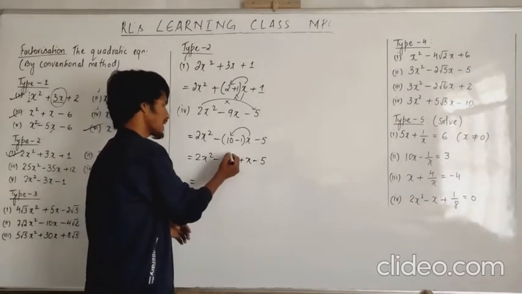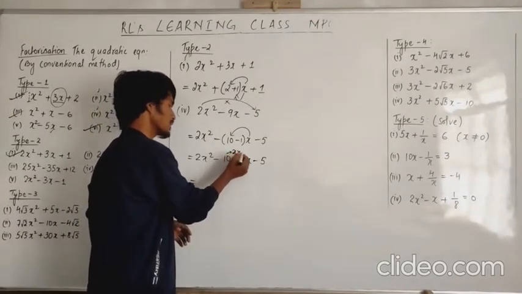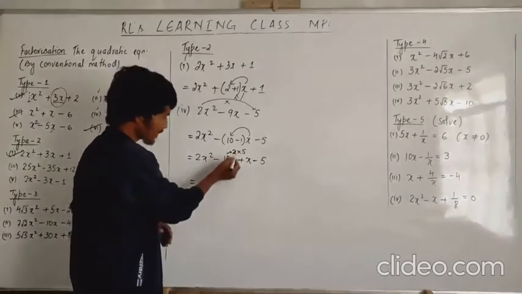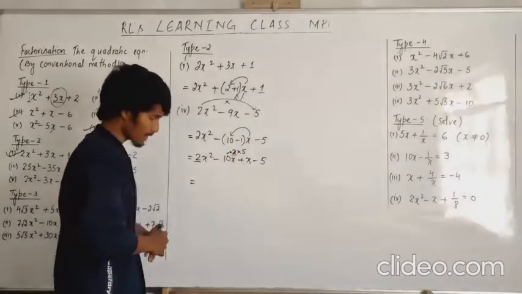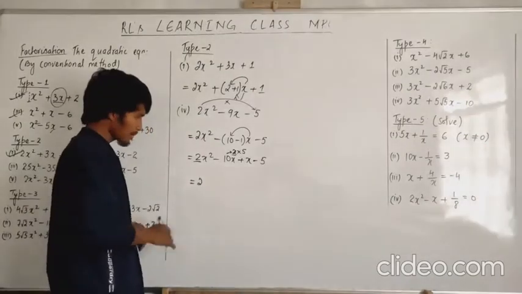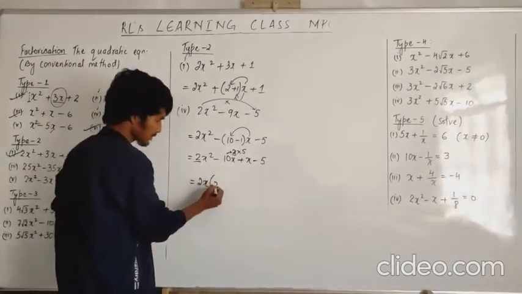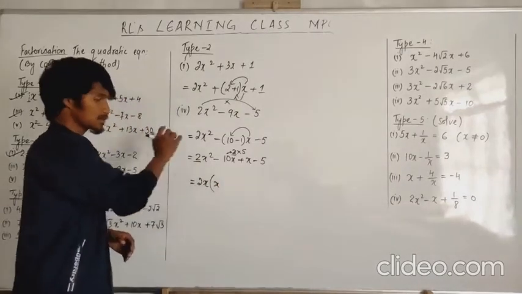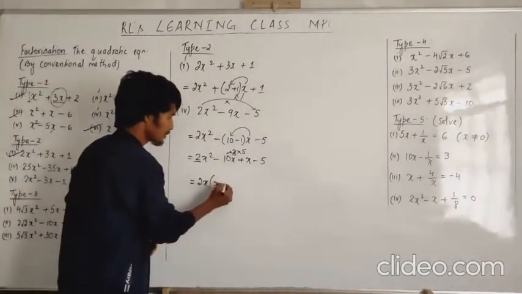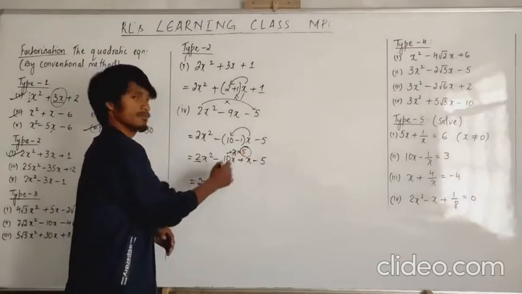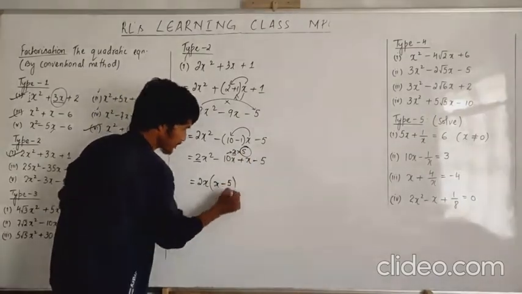But this time we can write it as 2 into 5. Then here 2 is there and here also 2 is there. You can write 2 as the common, and x as the common. Here we put 2x, then 2x into x will be 2x squared. Then minus, what is left here? 5 is left, and I put here 5.